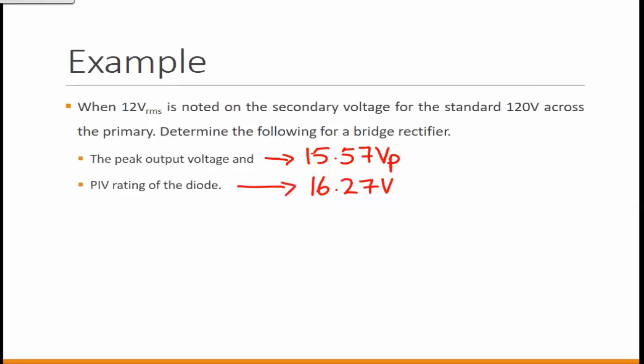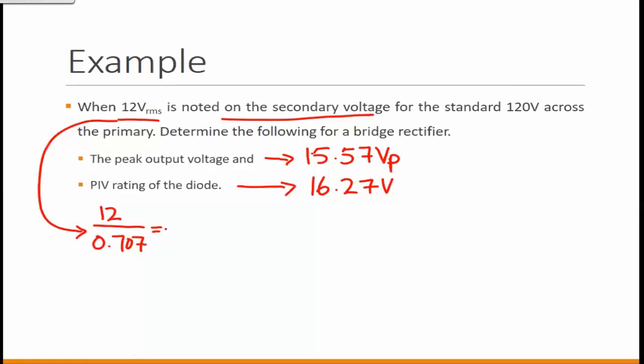So if you carefully read the problem, the secondary voltage is already given to you. It says 12 volts RMS is noted on the secondary voltage for a 120 volt standard transformer. So that's 12 volts RMS is the secondary voltage, but the only thing you need to do is make sure you convert into the peak voltage. So I think it's like 16.97 volts peak, right? Then you look at what the problem is asking for.